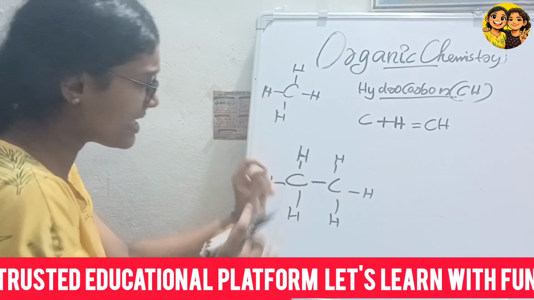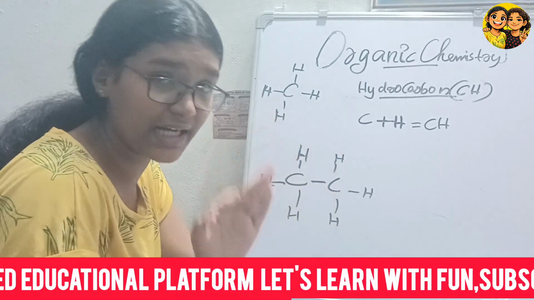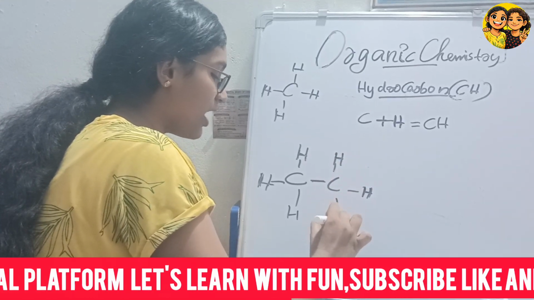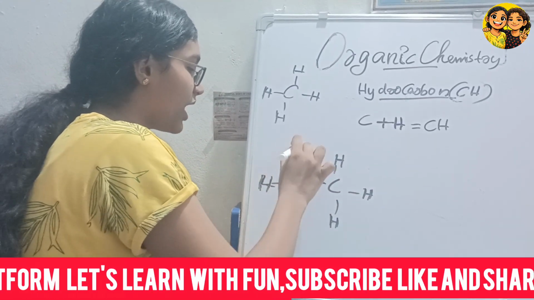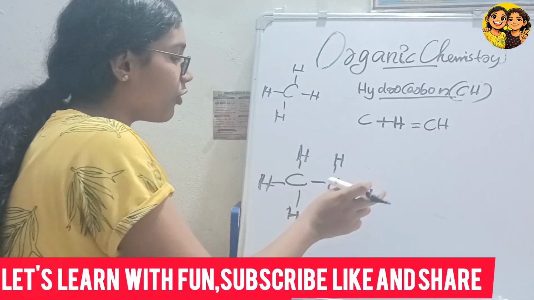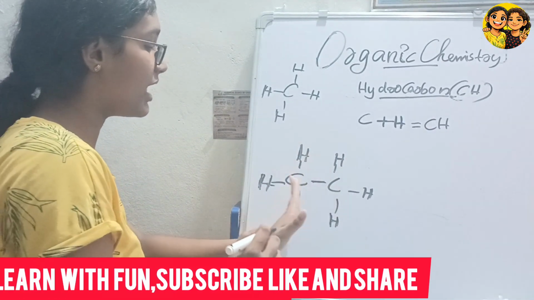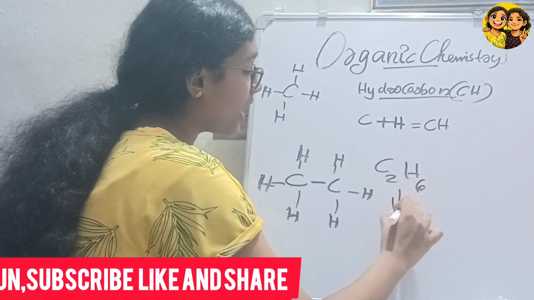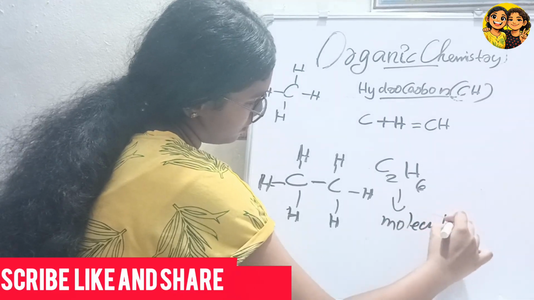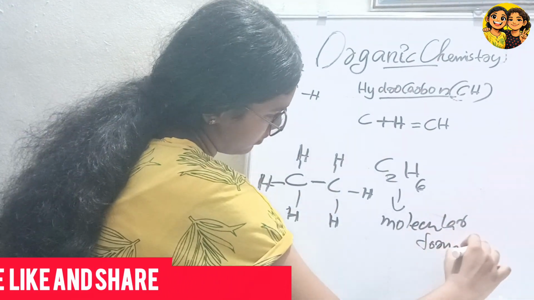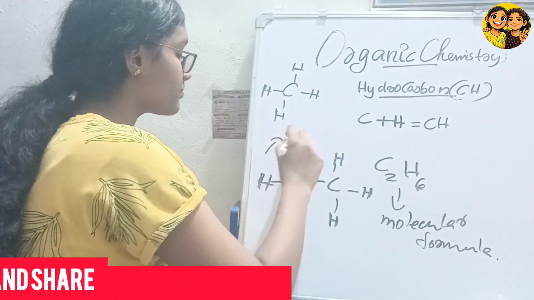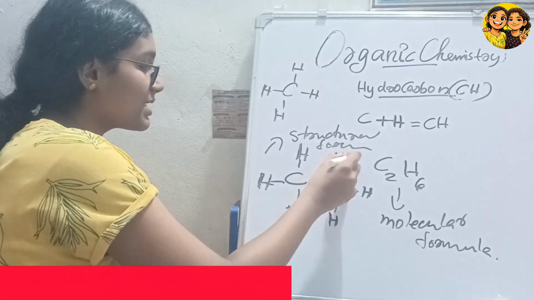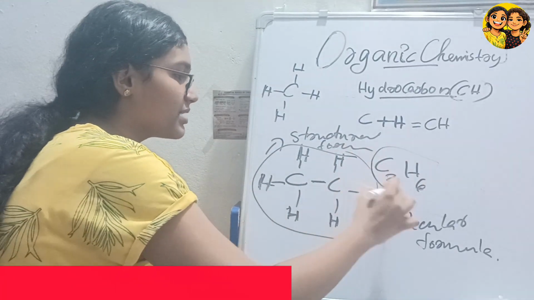Look over here. As I said, this carbon can have a bond with another carbon, right? So over here too you can understand the hydrogens. Total how many hydrogens? 1, 2, 3, 4, 5, 6. 6 hydrogens. And how many carbons? 2. This is the molecular formula. And this is the structural formula. So got it? Did you get it or not? This is known as the structural formula, and this is the molecular formula.